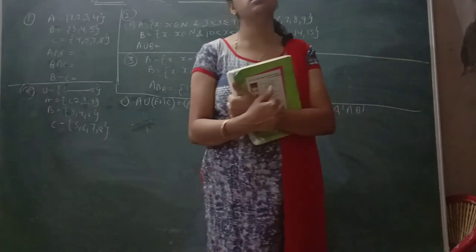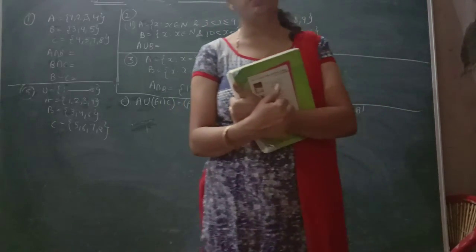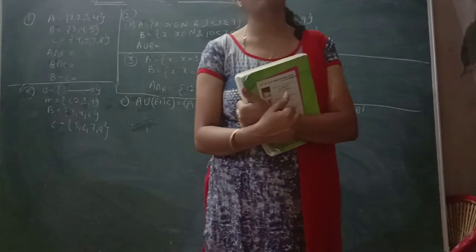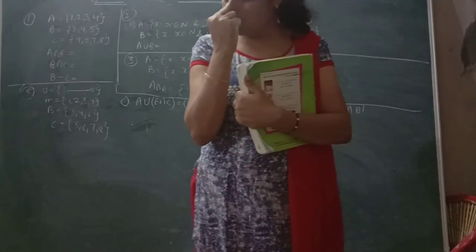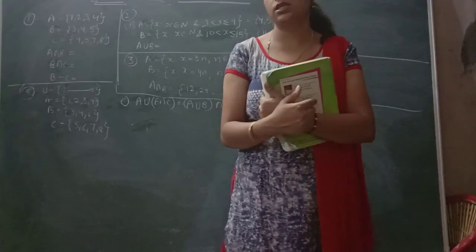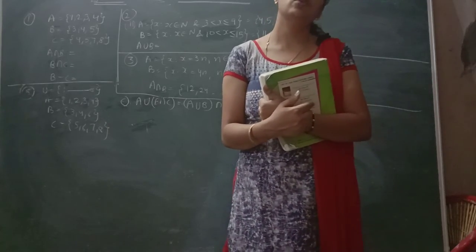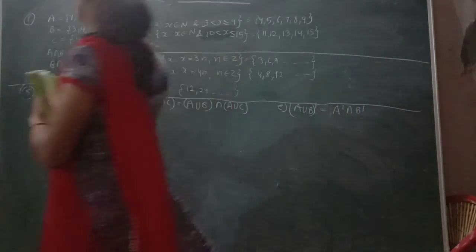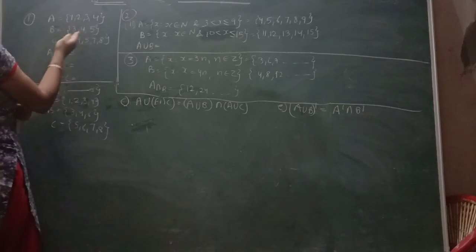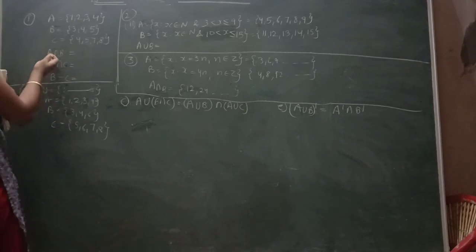Today we will discuss our next exercise, that is exercise 1.3. The basics we have already done in the previous class. Now I am just taking the questions of exercise 1.3. This is your first question, where A is given, B and C are given. You have to find A intersection B.